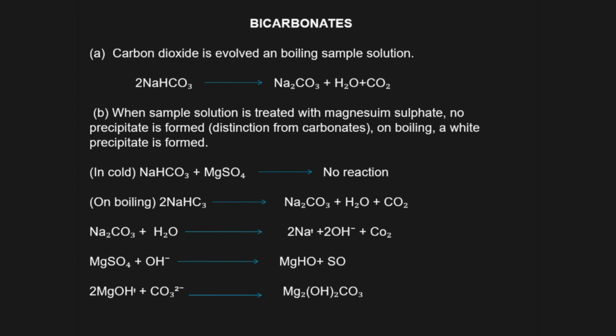Next one is bicarbonate ions. The first method for identification of bicarbonates is that carbon dioxide is evolved on boiling the sample solution. Whenever you boil a bicarbonate ion containing sample, it will result in evolution of carbon dioxide from the solution.